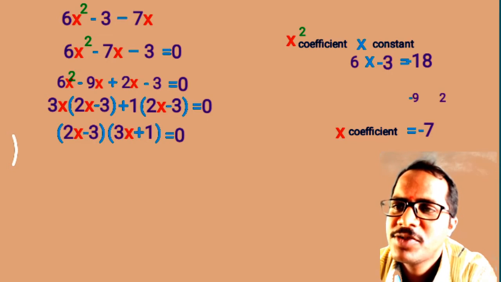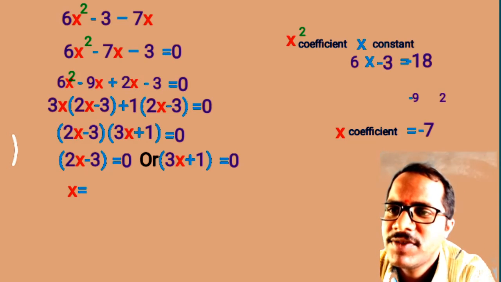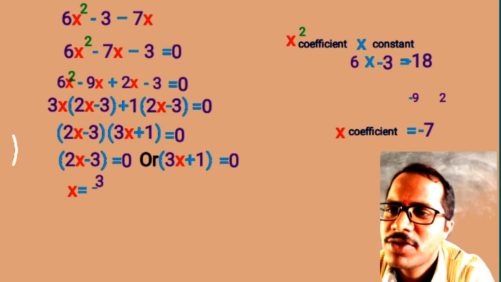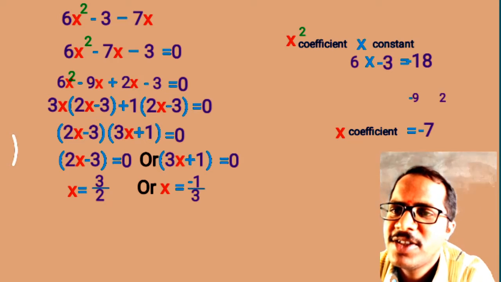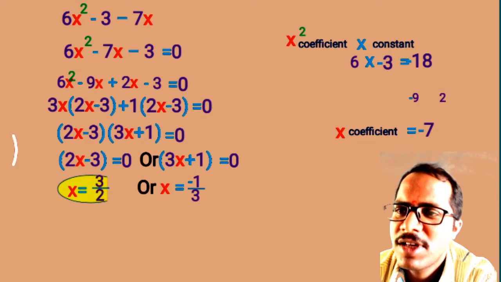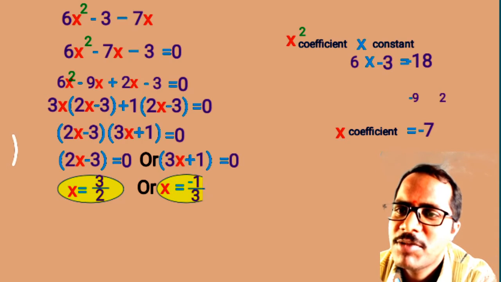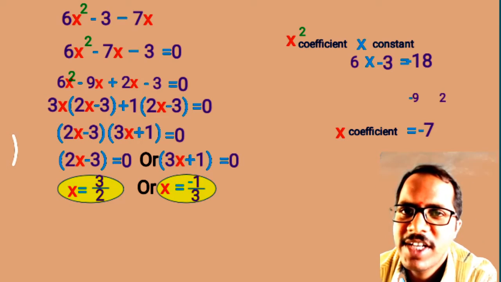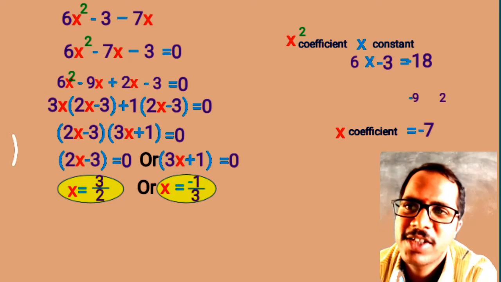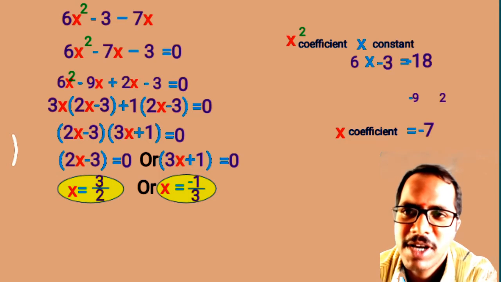So we can take 2x minus 3 equals to 0 or 3x plus 1 equals to 0, and by simplifying these, we get x equals to 3 by 2 or x equals to minus 1 by 3. So now we get the zeros of the given quadratic polynomial as 3 by 2 and minus 1 by 3. Now let us verify the relationship between the zeros and the coefficients of this given quadratic polynomial, that is 6x square minus 7x minus 3.